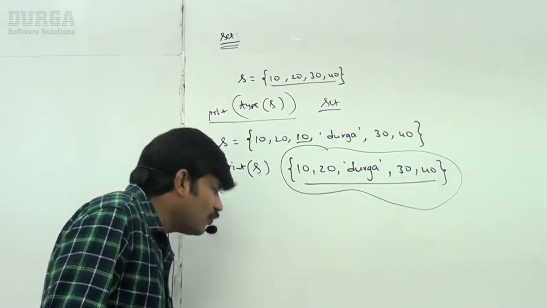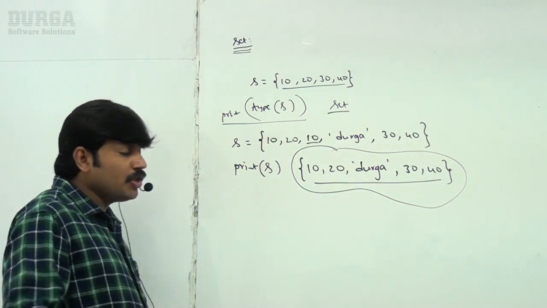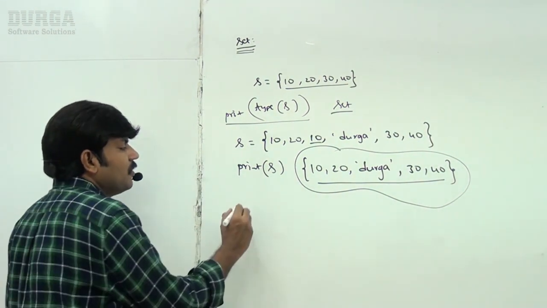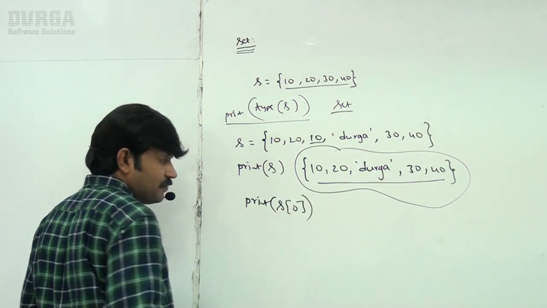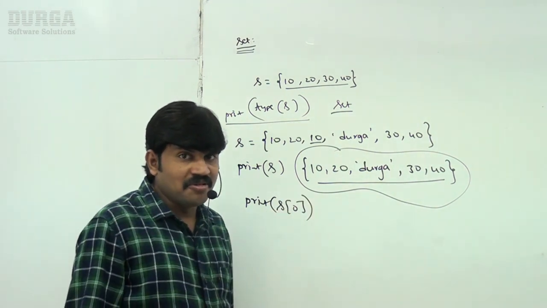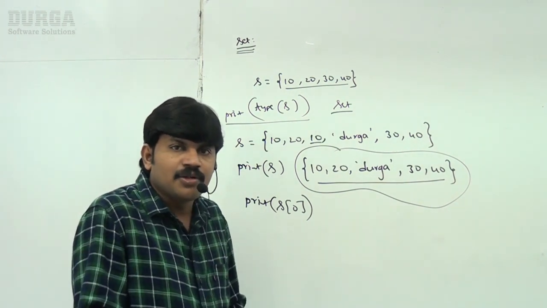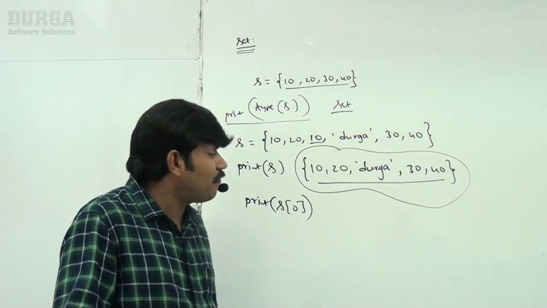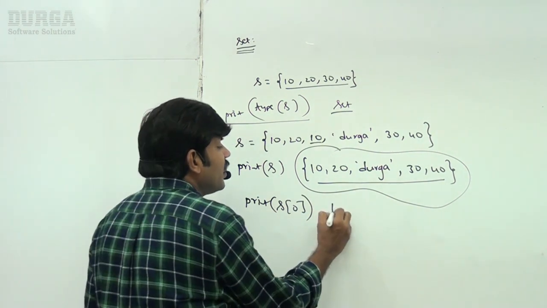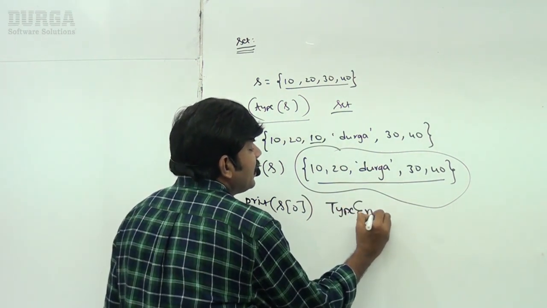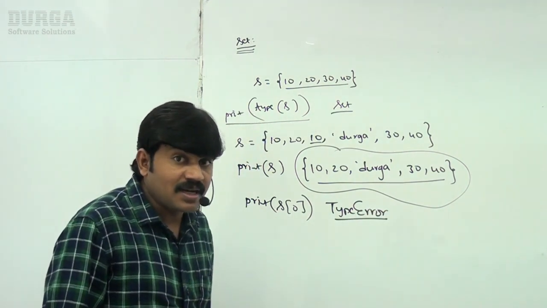Next, one more important point. Now I already have a set. Can you please tell me what the first element is? Print of S of 0. The Python virtual machine will give an error. There is no order in a set. If there is no order, where is the question of a first element or second element? So immediately we are going to get a type error.